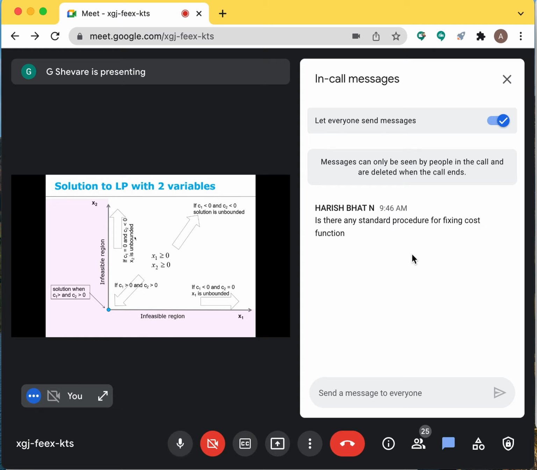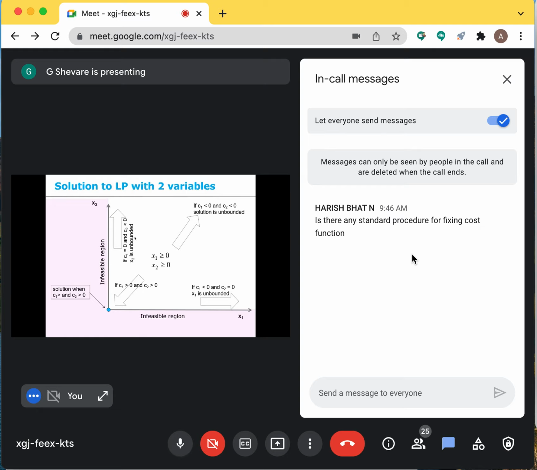So if C1 and C2 are less than 0, if they are negative, J will become more and more negative as x1 and x2 increase. If C1 and C2 are positive, then as x1 and x2 become smaller and smaller, J will become smaller. And ultimately, the least value is obtained when x1 is 0 and x2 also is 0. So the value of the cost function is 0. That is what happens if C1 and C2 are greater than 0. Does it make sense? Yes, sir. Thank you, sir.